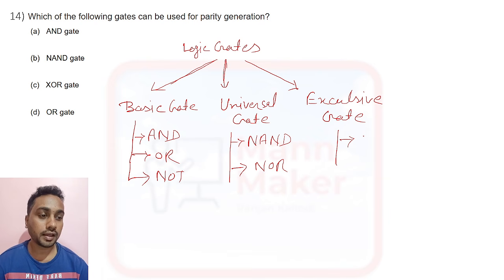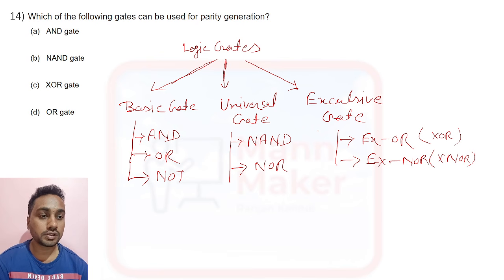Exclusive gates are XOR and XNOR. Okay, these are the gates. This is also written as XOR and XNOR. Like that, we can also write these gates. So these exclusive gates are used for parity generation and checking. So option C is the right answer. Okay.